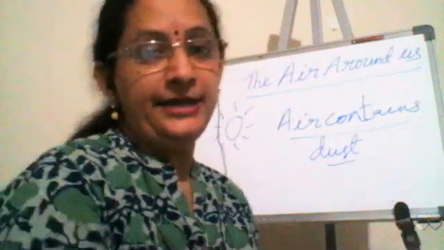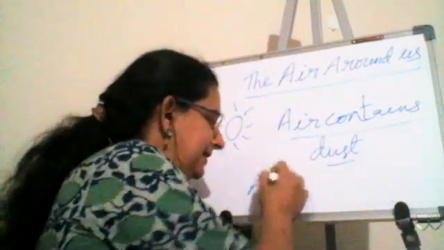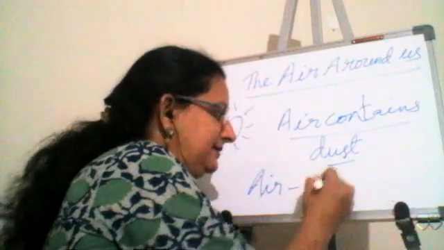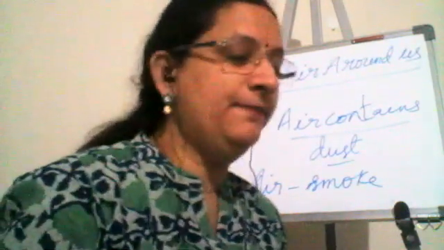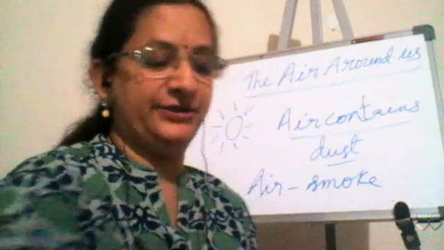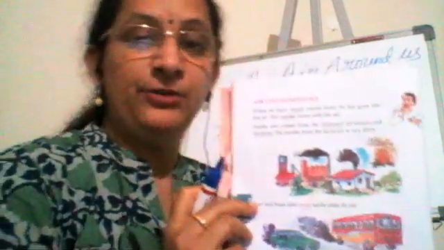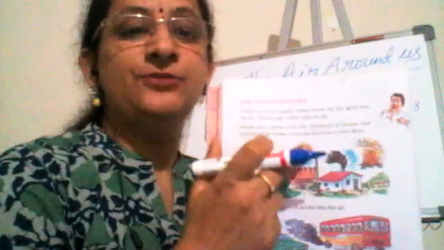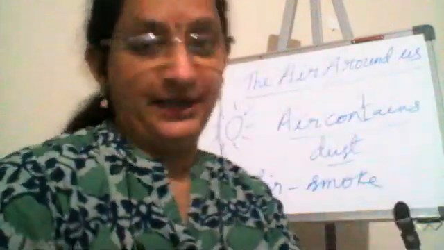Next, air contains smoke. Here air contains dust, so air contains smoke also. What is smoke? From where does the smoke come? It will come from the factories. Can you see this picture of a factory? Have you seen a factory nearby your house? So what will be coming out of the factory? Smoke will be coming out of the factory. What is the color of the smoke? Black color smoke is coming out of the factory.